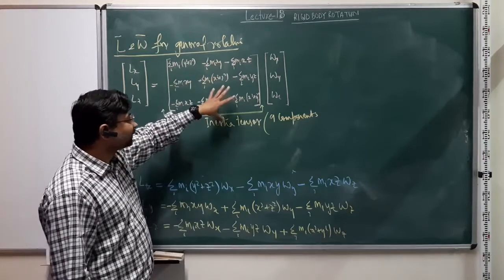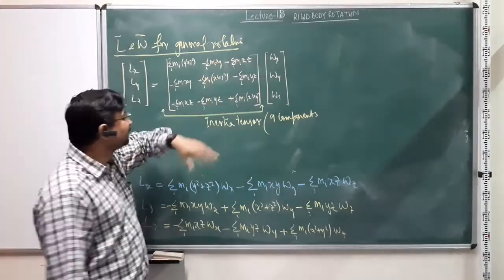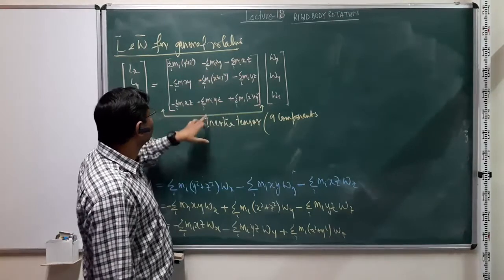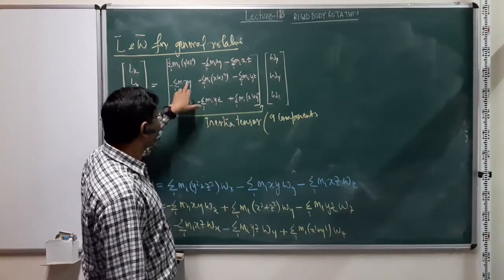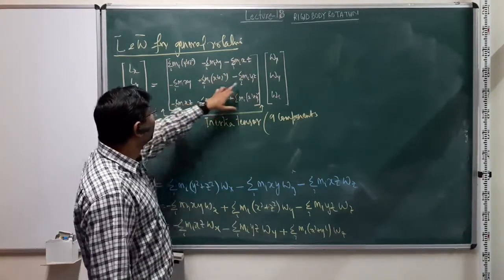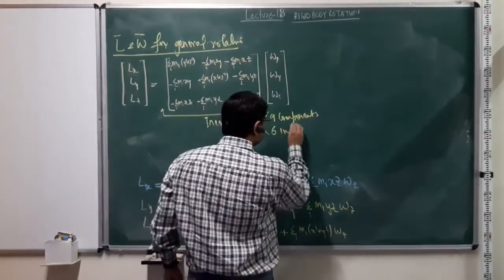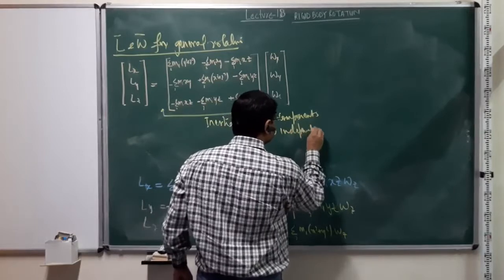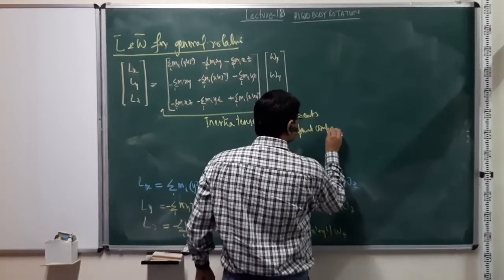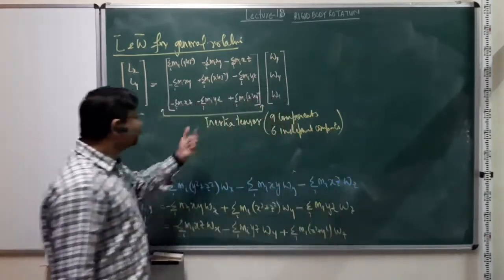And the rest of the 6 are basically doublets, in the sense that you have xy, xy, xz, xz, and yz and yz, right? So with 6 independent components. Right? So this is the inertia tensor now.